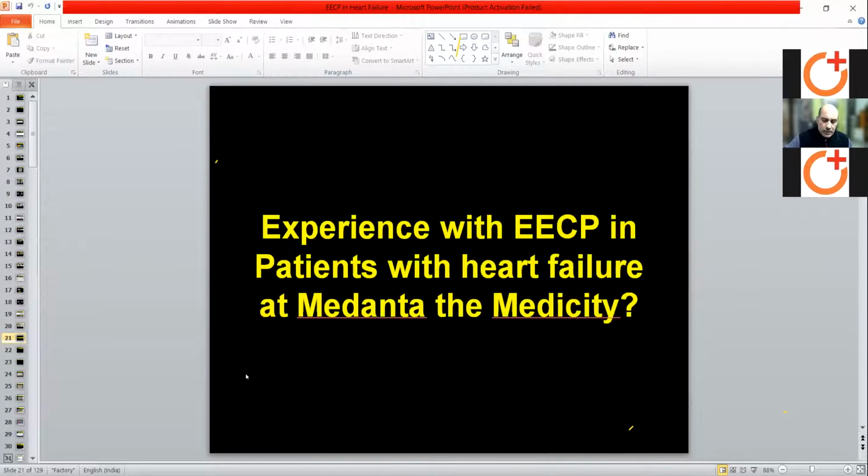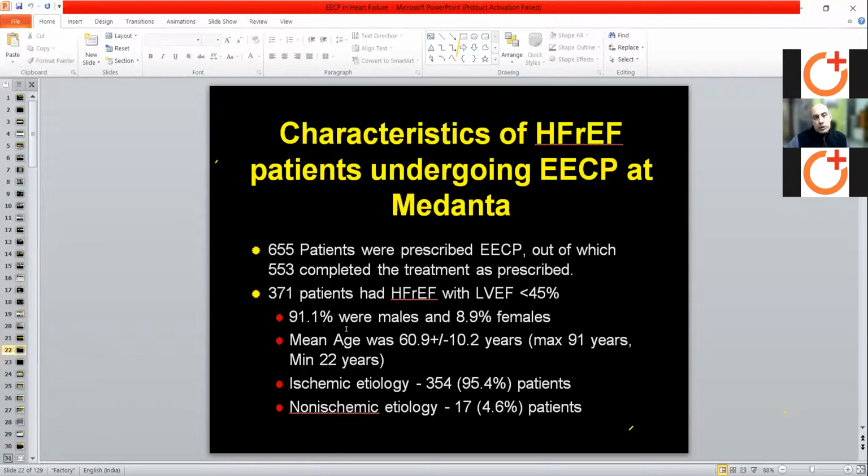Let me also quickly share that this was not an anecdotal case. In our hospital for the last 10 years, we have been doing counterpulsation, and I'd like to share a small data set on what our experience has been. Out of a total 655 patients, 553 patients completed the treatment. And out of the 553 patients, 371 patients had ejection fraction less than 45.